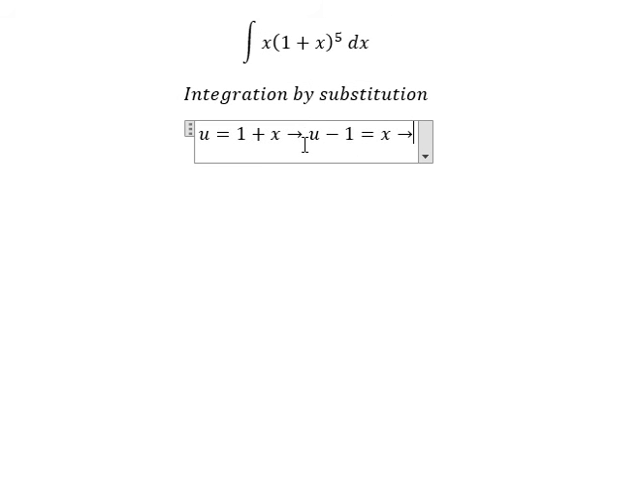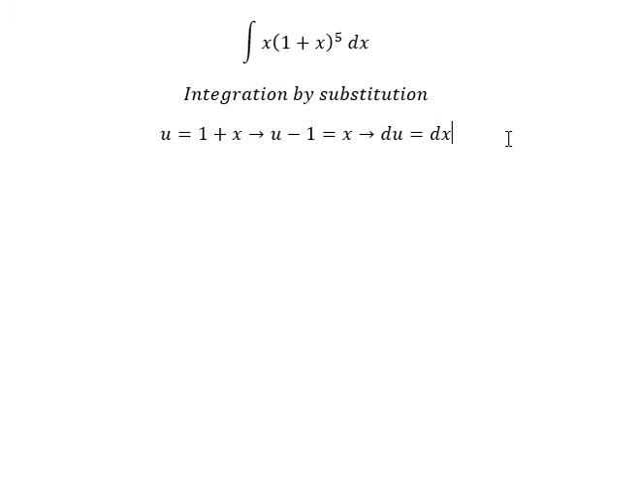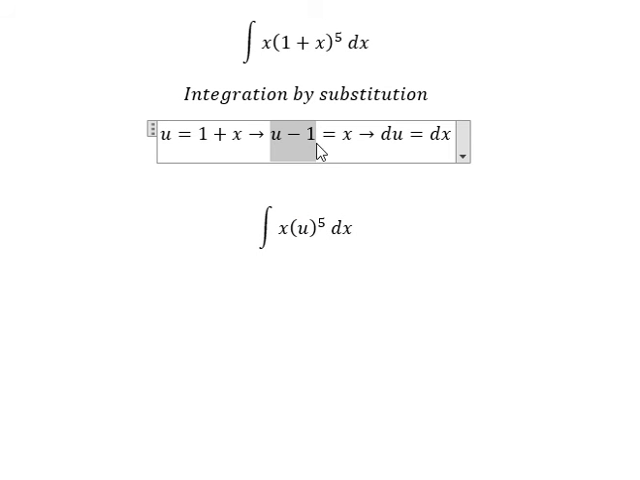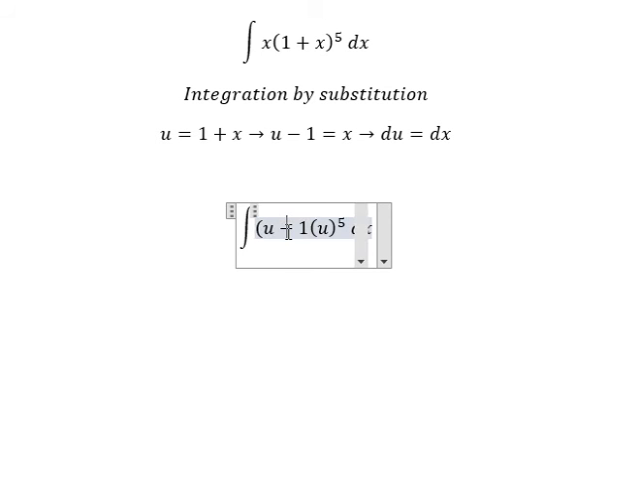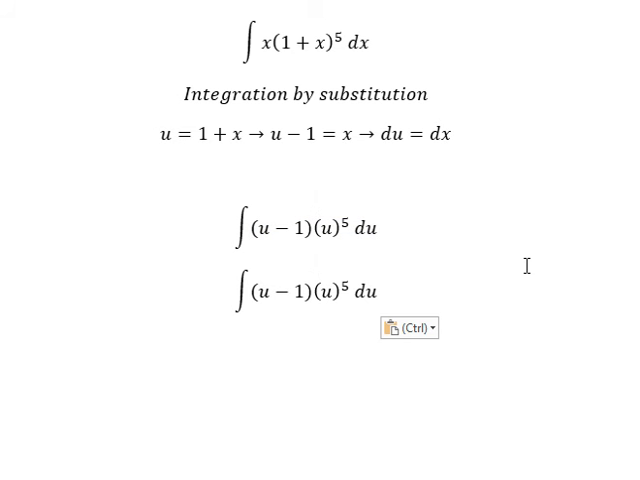Next, we first take the derivative for both sides. We have du equals ds. So this one we change by u. s we change by u minus 1. The ds we change by the du. About u to the power of 5 we multiply by u and number 1.